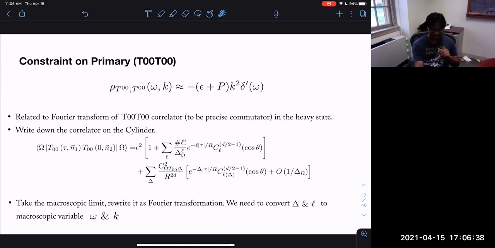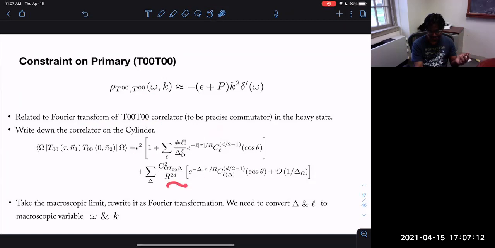First of all, this is a sum rule at infinite volume limit, and you have this variable omega and k. So this is related to the Fourier transform of the T0, T0 correlator. On the other hand, if you write down the correlator on the cylinder, it is related to these Gegenbauer polynomials and the variables delta and L. Roughly speaking, you expand in the S channel, and this is the contribution coming from the state omega and all its descendants.